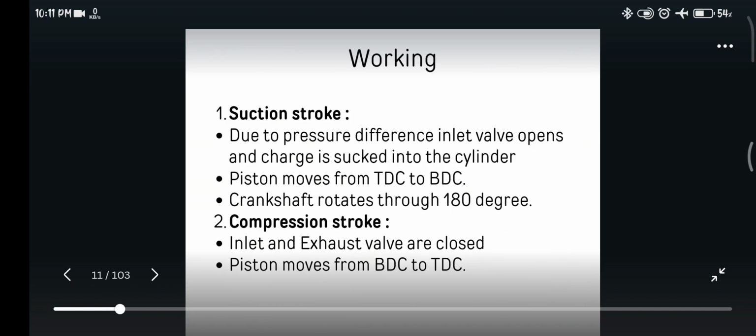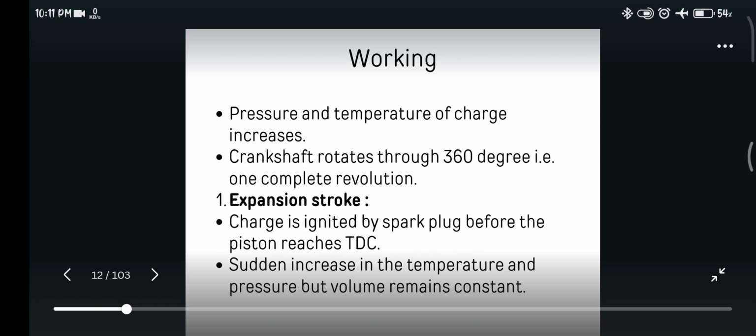First, suction stroke: due to pressure difference, inlet valve open and charge is sucked into the cylinder. Piston moves from TDC to BDC. Crankshaft rotates through 180 degree. Second, compression stroke: inlet and exhaust valve are closed. Piston moves from BDC to TDC. Pressure and temperature of charge increase. Crankshaft rotates through 360 degree, that is one complete revolution.